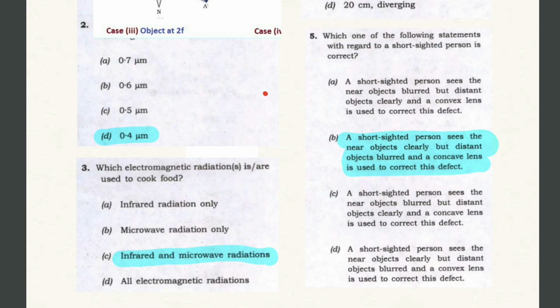It is about short-sightedness, so B would be correct answer. A short-sighted person sees the near objects clearly but distant objects blurred, and the concave lens is used to correct short-sightedness or myopia, whereas in case of far-sightedness or hypermetropia, convex lens is used.